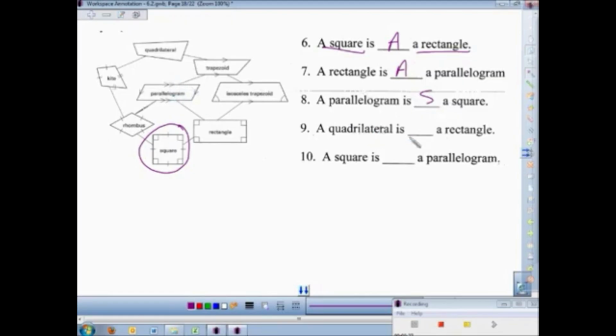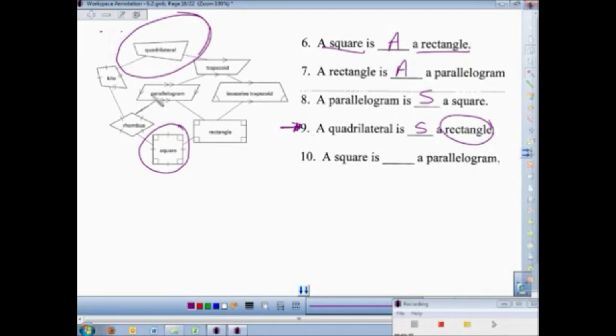A quadrilateral, always, sometimes, or never be a rectangle. Quadrilateral is up here, and rectangle down there, so quadrilateral is above. And a quadrilateral will sometimes be a rectangle. Hopefully that one makes sense to you. But it could be other things. It could be a trapezoid, it could be a kite, whatever. But a quadrilateral, sometimes it will be a rectangle if it just so happens to have 4 right angles.